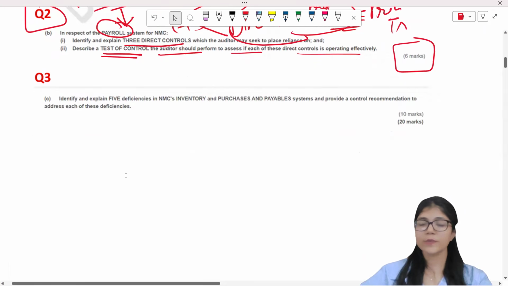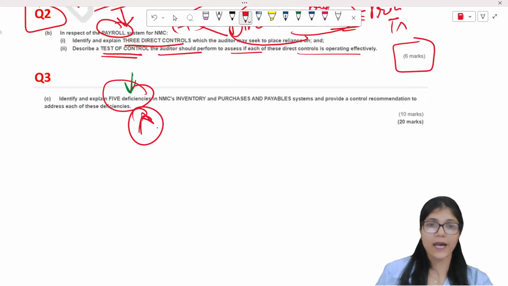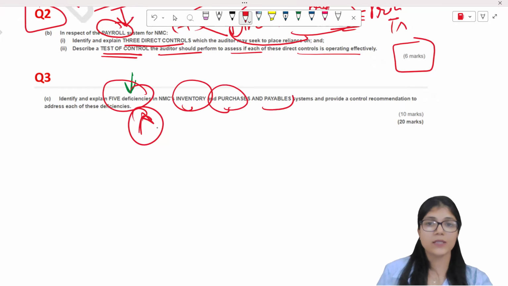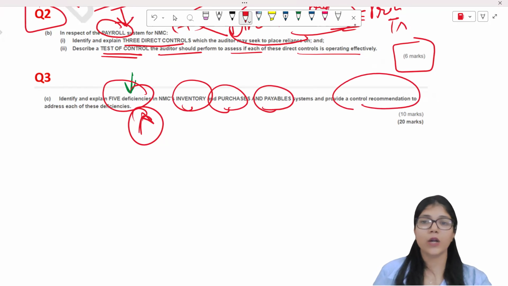Okay. So question number 3 says identify and explain 5 deficiencies. That means now we have to identify 5 red flags in inventory and purchases and payables. So now the rest 2 paragraphs that we have for inventory, purchases and payables, from that we need to identify 5 negative things that are happening and also provide a control recommendation for it.